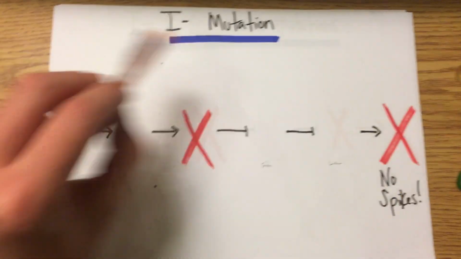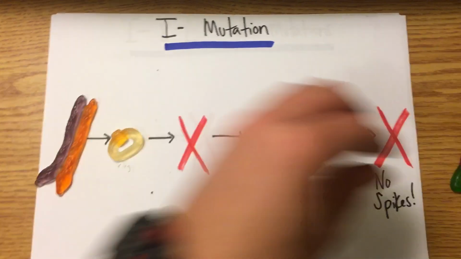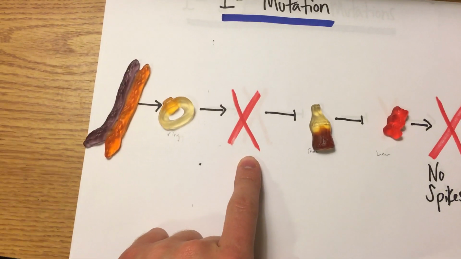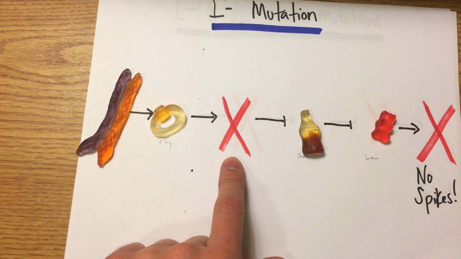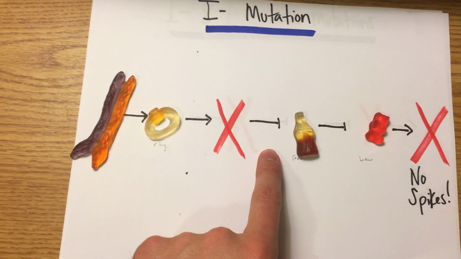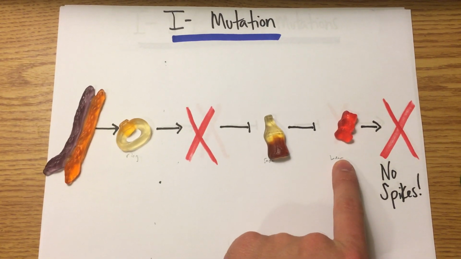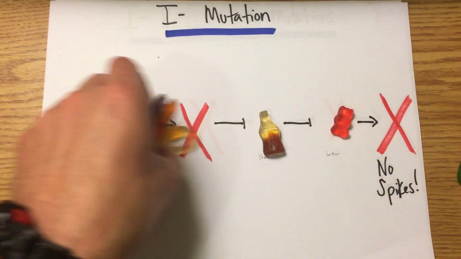The next mutation is going to be a dysfunctional I, and that is going to be normal up until we get to this I gene. Since this I is not present, it will not inhibit the K. So the K will be present to inhibit the E, causing no spikes to form.